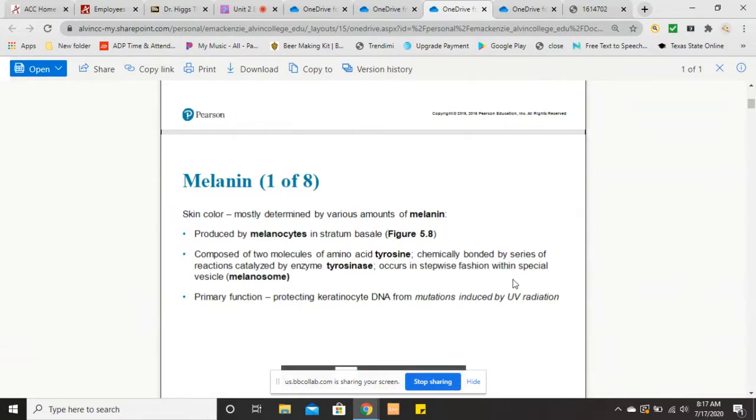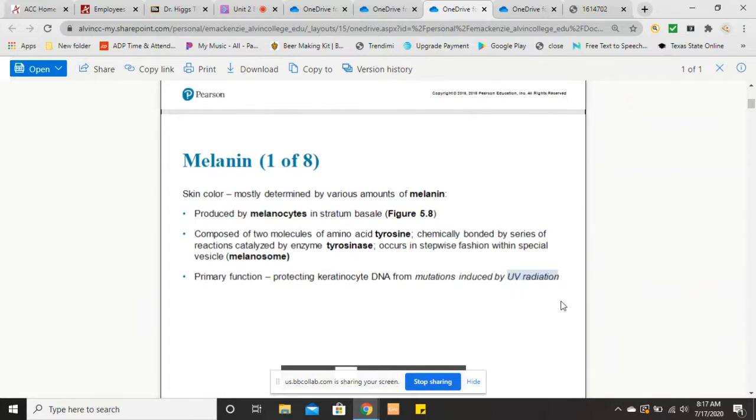Turns out melanin protects you from UV rays, because UV radiation could damage your DNA and lead to things like cancer. That's why if you get multiple sunburns in your life, you have an increased risk for skin cancer, because you've exposed your skin and all the cells and their nuclei and your DNA to all that UV radiation.